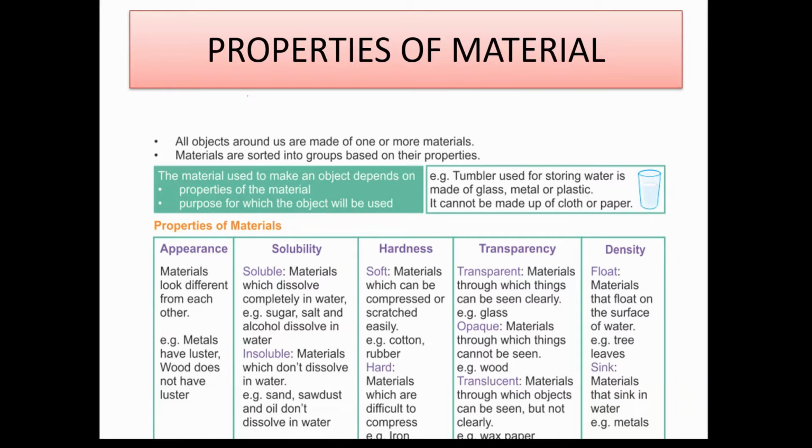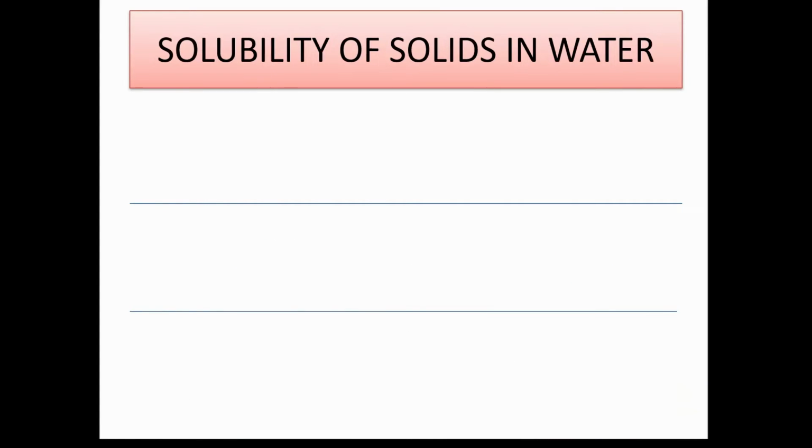We also learned transparency. Some materials such as glass are transparent and some others such as wood and metal are opaque. Translucent materials like wax paper help us to see partially through it. I hope you can recollect what we have learned. Now let's move on to the next topic.